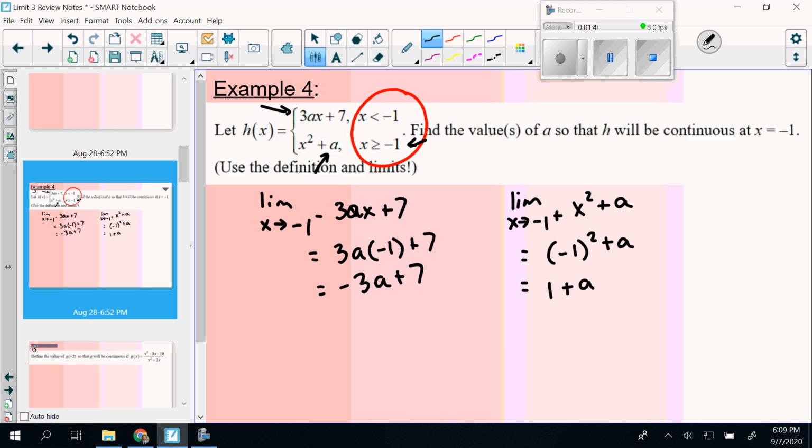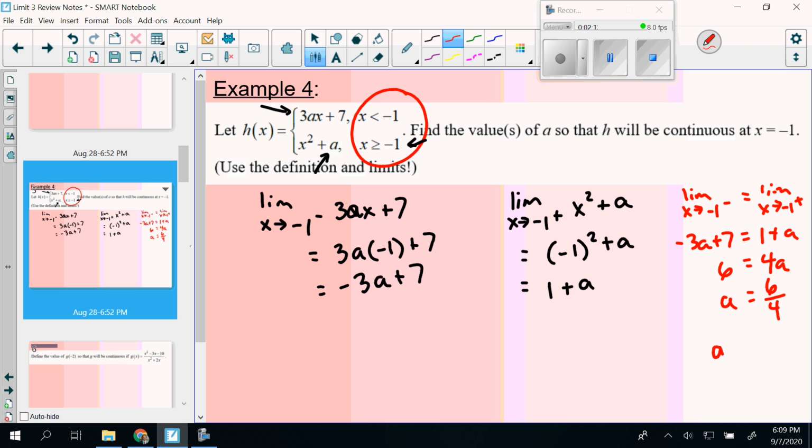So what we want to do now is set these equal to each other, because again, we want limit as x approaches -1 from the left to equal limit as x approaches -1 from the right. So setting these two equal to each other and solving, we should be able to get a solution. I'm going to subtract 1 here and add 3a over. And so it looks like a needs to equal 6/4 or 3/2 or 1.5. So when a is 3/2 or 1.5, then this limit exists.